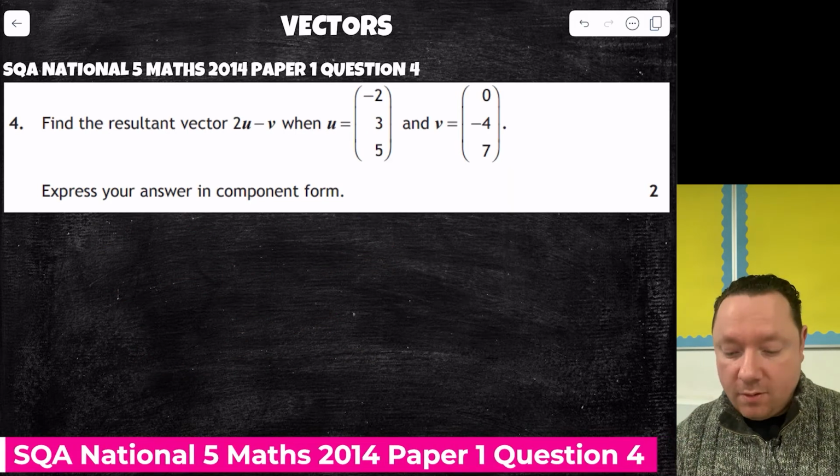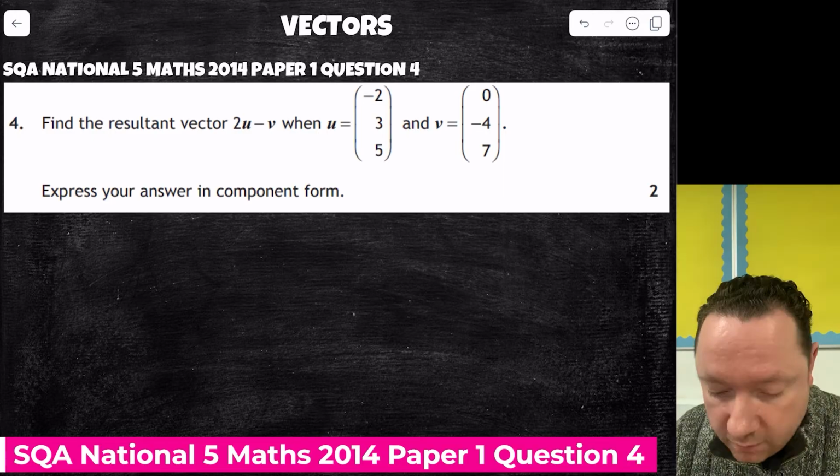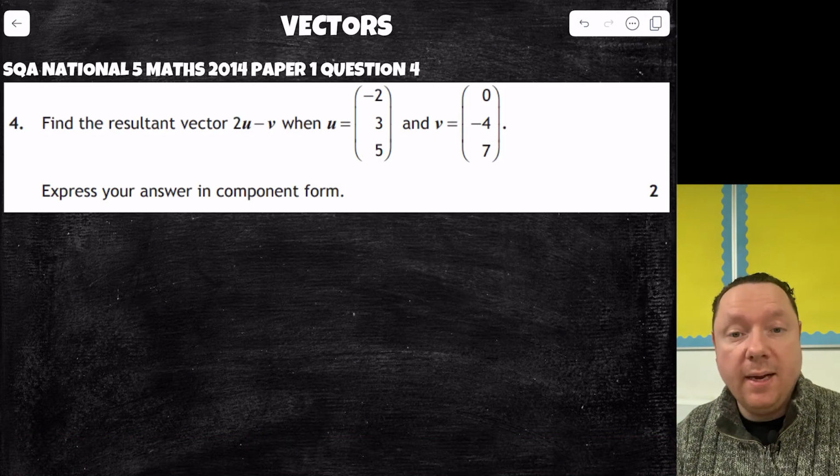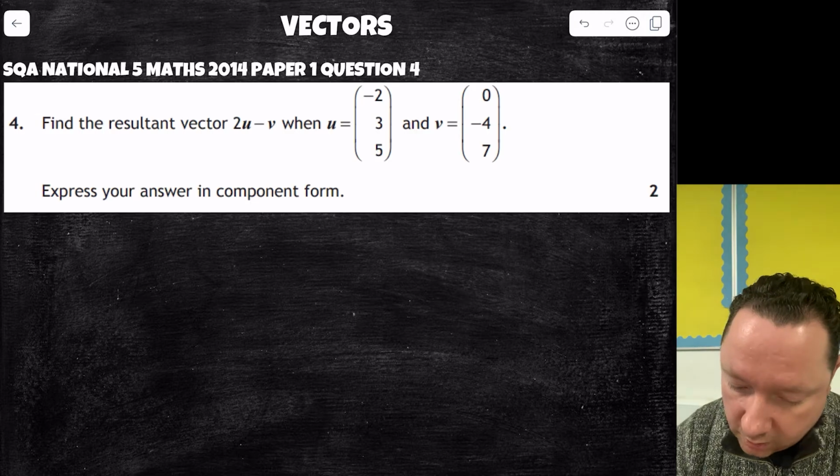SQA National 5 Maths 2014, Paper 1, Question 4 on vectors. Find the resultant vector 2u minus v when u is this vector and v is that vector. So 2u means we just times each number by 2, and then we take away v, so we take away the top, the middle, and the bottom. So let's work out 2u.